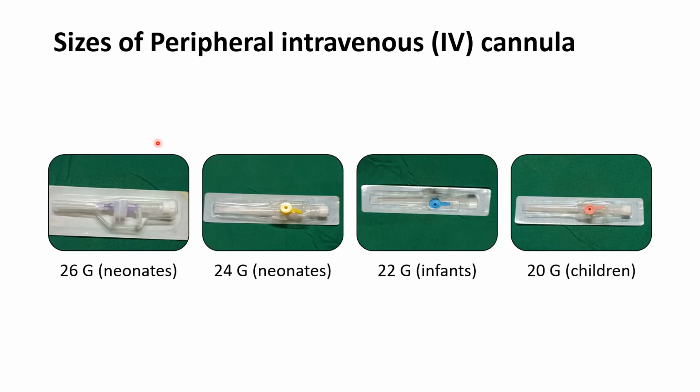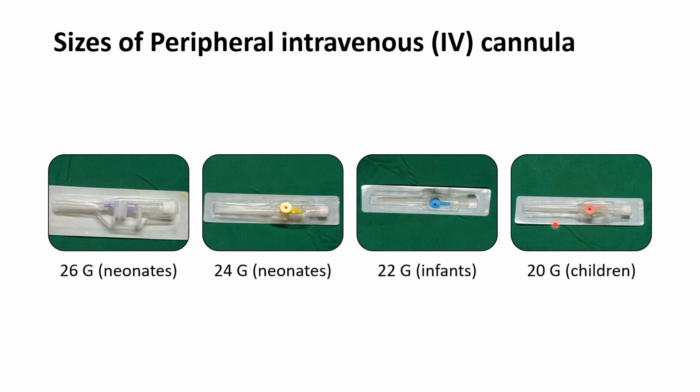Now the sizes of peripheral intravenous cannula. Size varies according to the age of the patient, and the size is the catheter size in gauge. So in our units we prefer either 26 or 24. In preterm, 26 size and in full term neonate, 24 size. In infant either 22 or sometimes we use the 24 size also. In children, 20 size we can use.